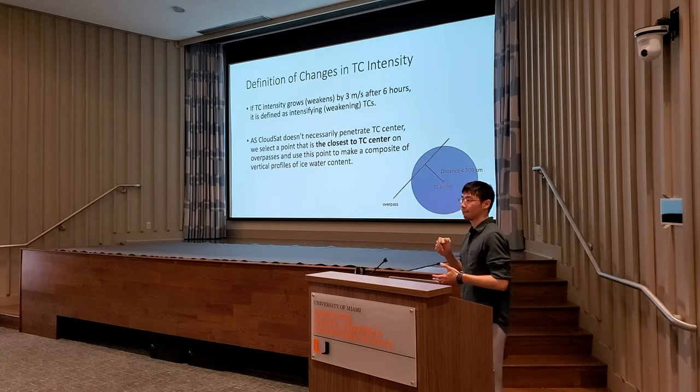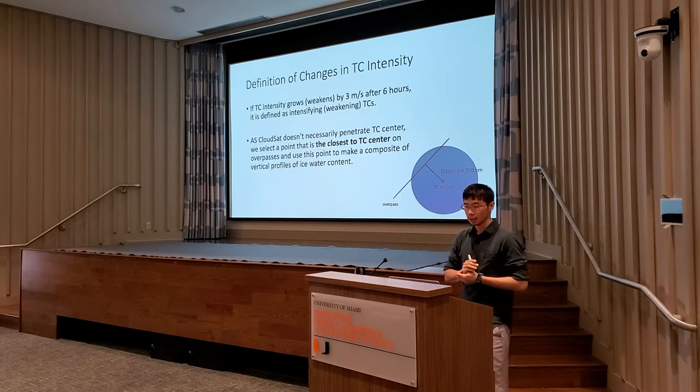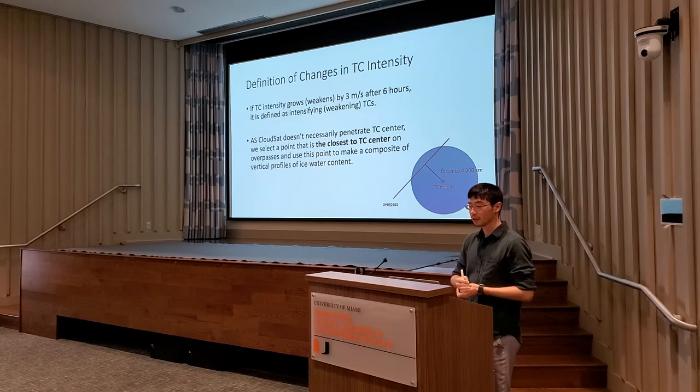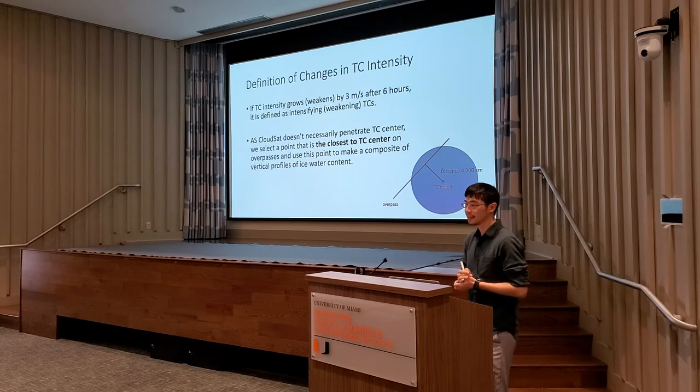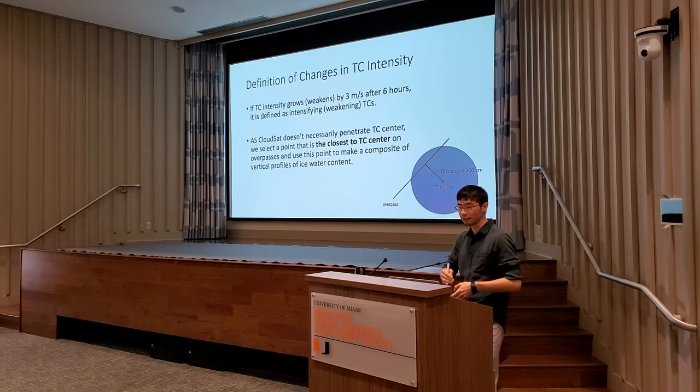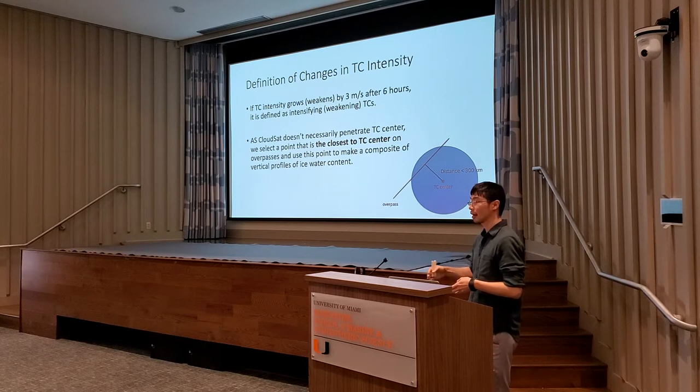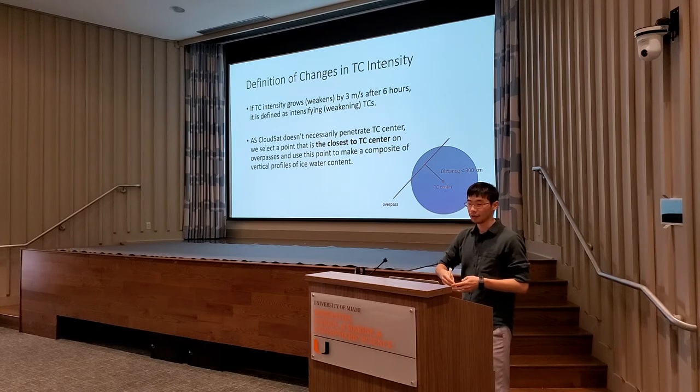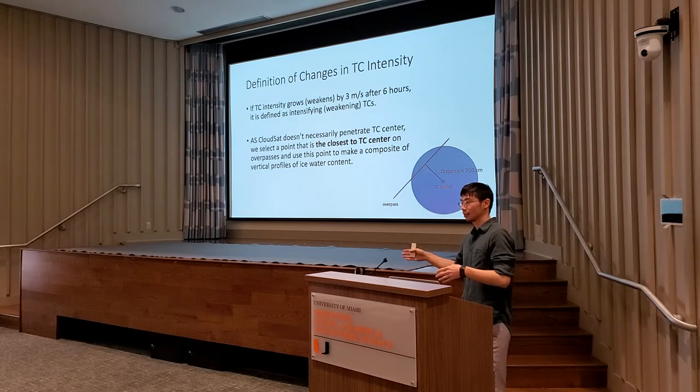So now we have our measurements. The next step is trying to define the changes in TC intensity. Here we define that if TC intensity grows by 3 meters per second after 6 hours, it is defined as an intensifying TC. If it weakens 6 hours later, we define it as a weakened TC.